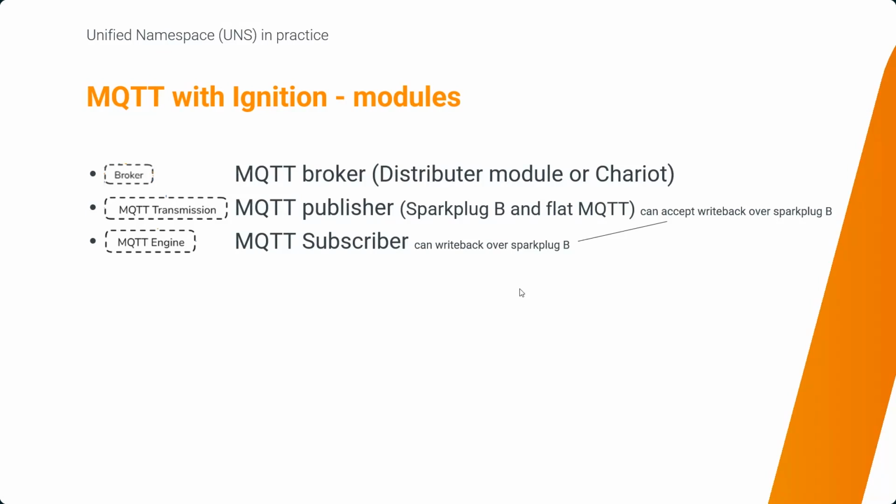The MQTT Engine is actually an MQTT subscriber. So it is subscribing to the broker and it's subscribing to the data. This can support write-back over Sparkplug B, but then it needs to write back on tags that are made by the MQTT Transmission module. I hope all of it makes sense. If it's a little bit too difficult, please watch any of our previous webinars on the UNS where I explain this in more detail. Or, of course, contact sales or any of our engineers.